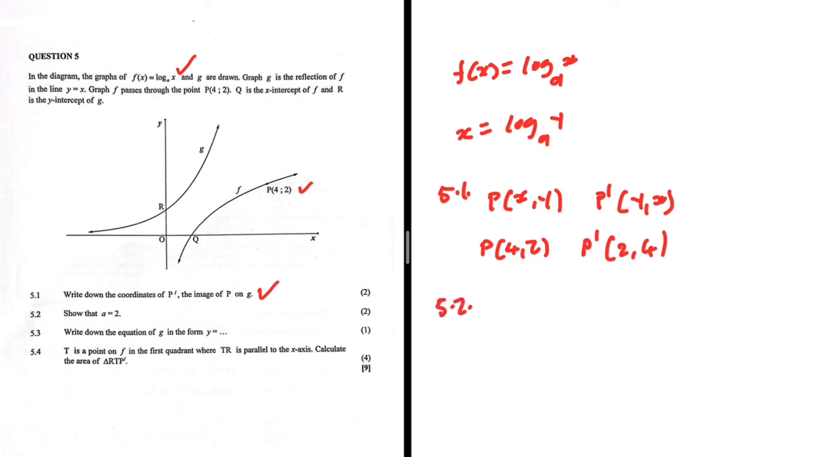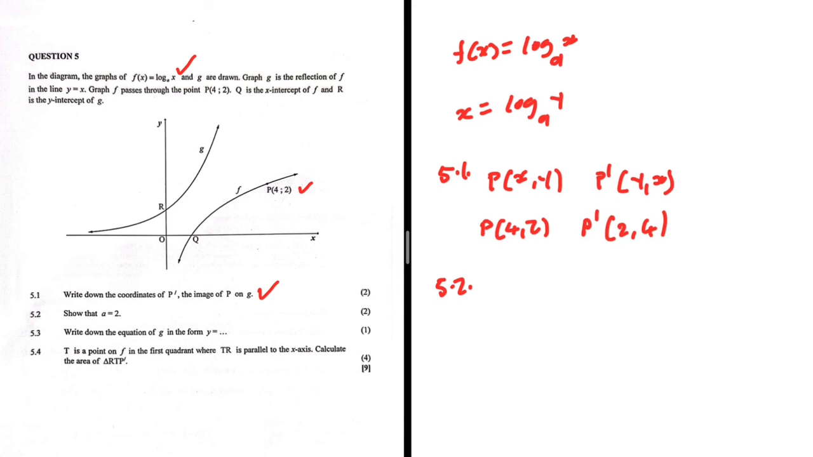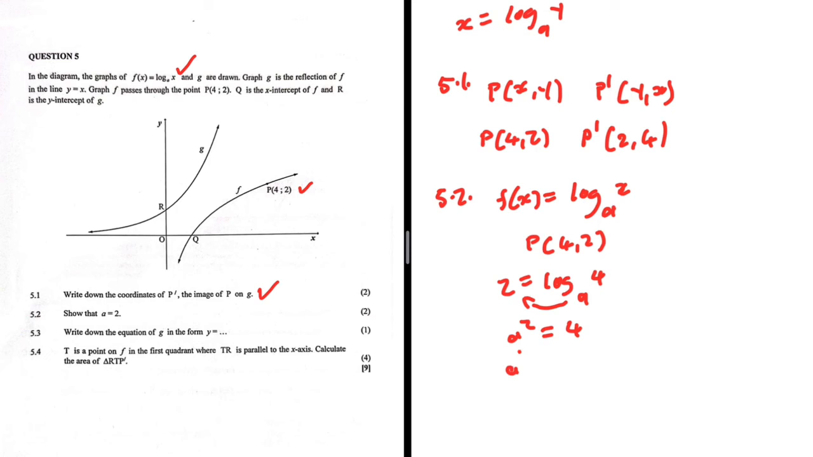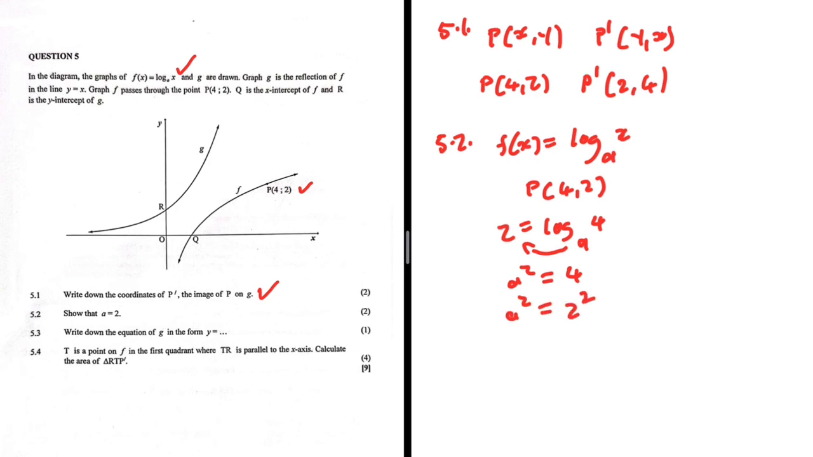Let's take a look at 5.2. It says let's show that a is equal to 2. We have f of x equal to log of x base a. We want to show that a is equal to 2. How can we do that? You can substitute any point on f. We have P of coordinates 4 and 2. So let's substitute P. The y value is 2 and the x value is 4, and we have a as our base. If we apply a log law, we're going to have a to the power 2 equal to 4. We can always do that when we have log. Then a to the power 2 will be equal to 2 to the power 2. We drop the exponents, a is equal to 2. So there we go, we have shown fully well that a is equal to 2.